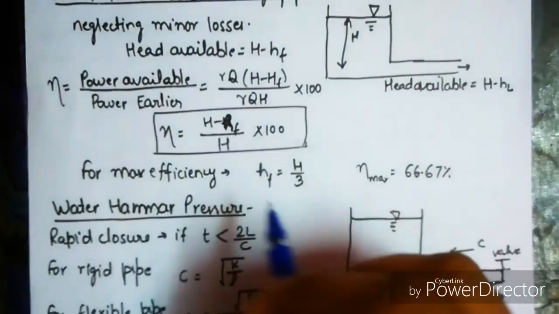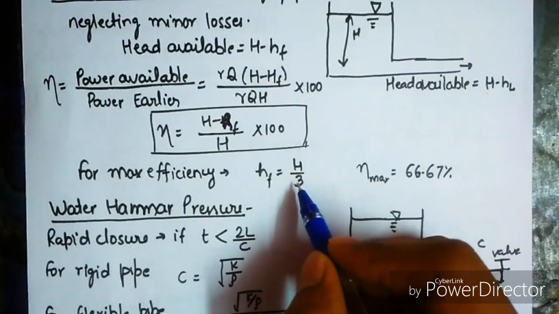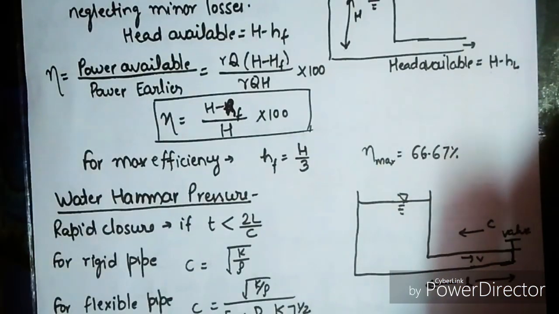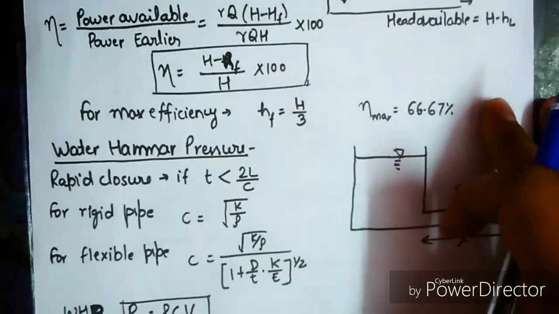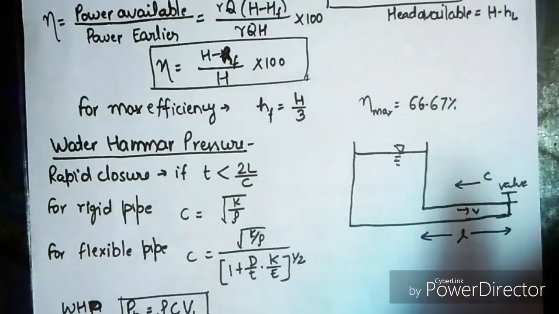For maximum efficiency, the value of head loss due to friction has to be the total head available upon 3, and the maximum efficiency will become 66.67%. The last topic in fluid mechanics now is water hammer pressure.